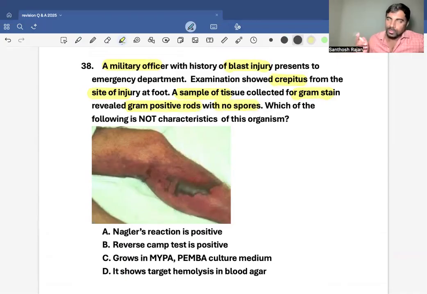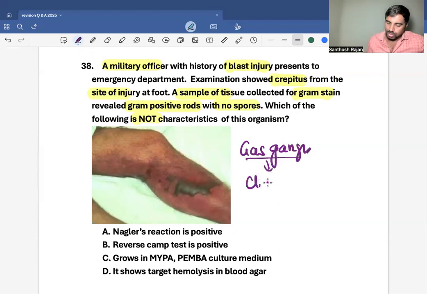Usually in gas gangrene there will not be spores. It's a club-shaped spore, but we all know very well that in gas gangrene the spores will disappear. You can't find the spores there. Which of the following is not characteristic? Basically we're talking about gas gangrene. Everything is about our Clostridium, Mr. Perfect, Nagarjun.